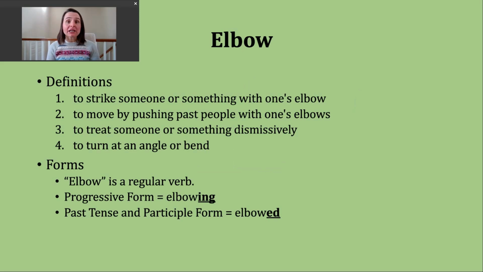The first way you might hear elbow used is to mean to strike someone or something with one's elbows, right? So I'm using the noun form of this word. It's part of our body. And so you might imagine someone doing this action to hit or strike something or someone.